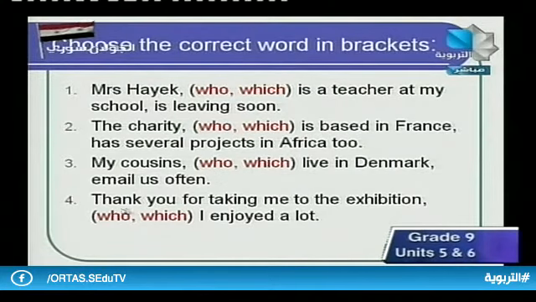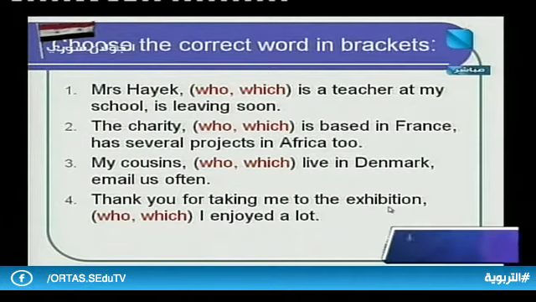Thank you for taking me to the exhibition, who or which I enjoyed a lot. We are talking about an exhibition, so we choose which. It is a thing, not a human being, of course. So we need to use which, not who. Very nice. Another activity.